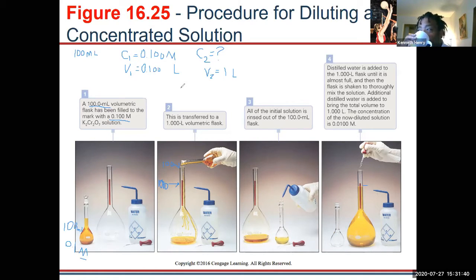So, how would I solve this? What is the equation? The C1 times V1 equals C2 times V2. And then we just solve for C2, right? So then we'll just have C1, V1 divided by V2.